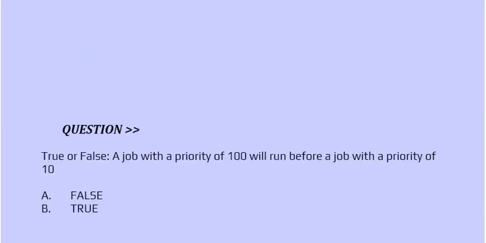Next question is true or false. A job with a priority of 100 will run before a job with a priority of 10. Option A, false. Option B, true. Correct answer is false.